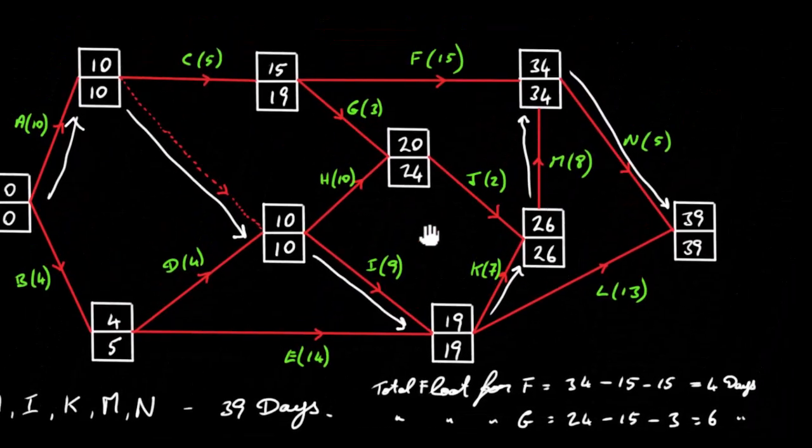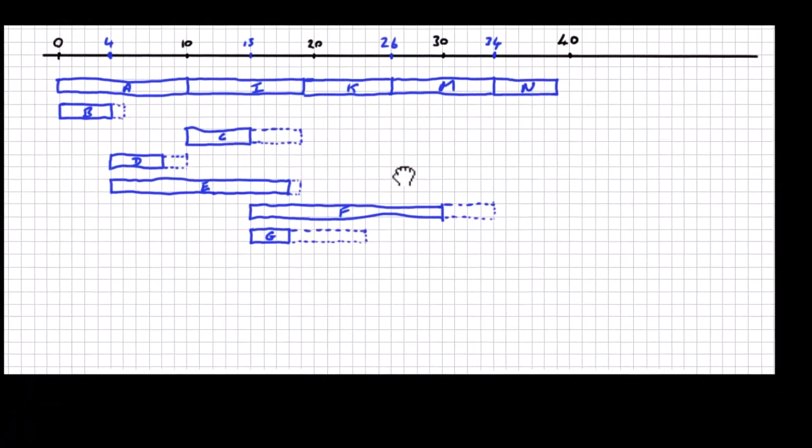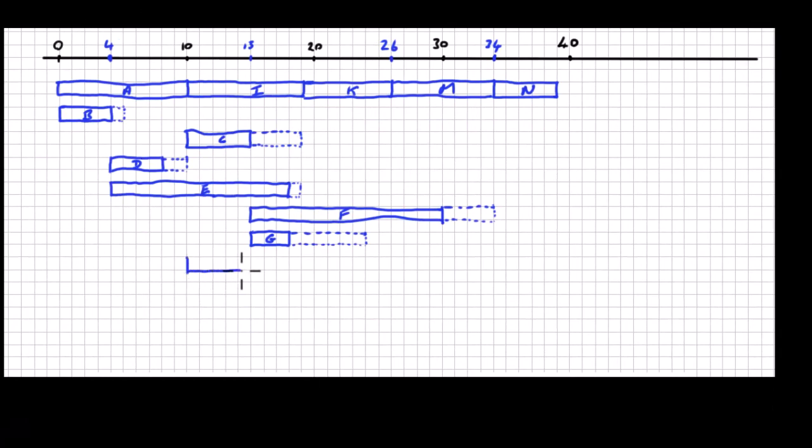So H is here. So we're going to start at 10. We're going to go out for 10 days and it has a float of 24 minus 10, which is 4. So we're going to start at 10 and go out 10 days. So we're going to go out to 20. This is H and it has a float of 4 days.